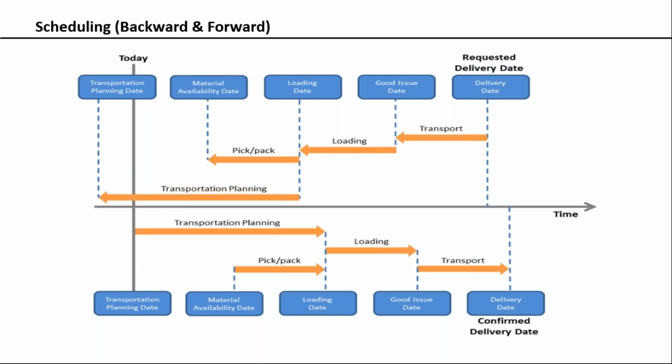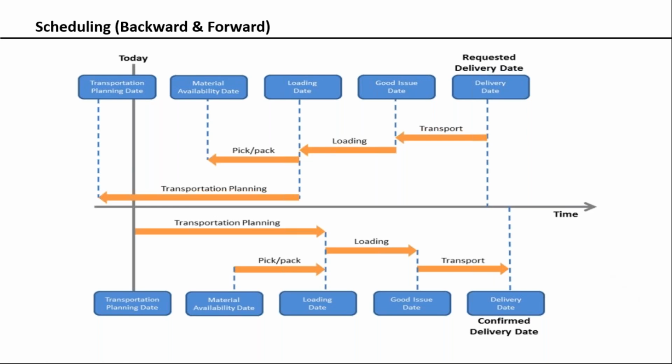So these are the times you can see, how it goes backward. If backward fails, the system will go with forward scheduling to confirm the final delivery date, when the inventory can be shipped to the customer. Where do we maintain all these dates? Pick, pack, loading, transport, the time?